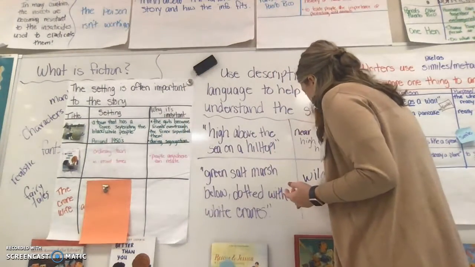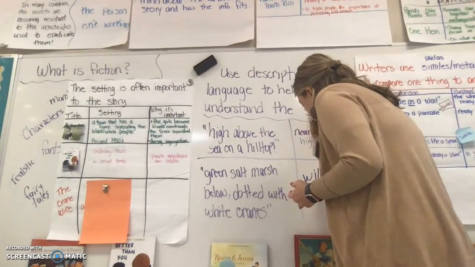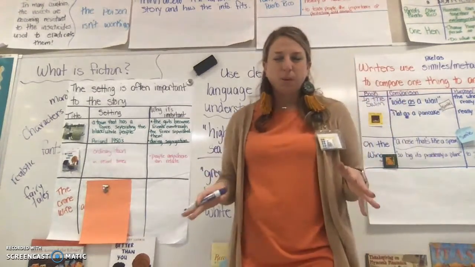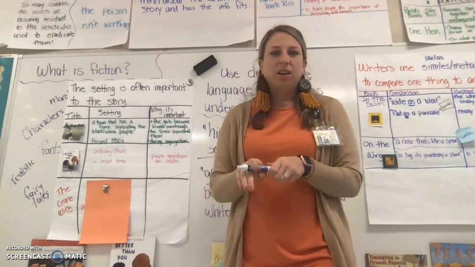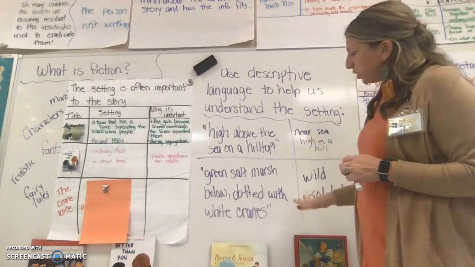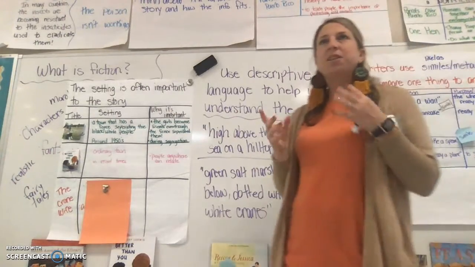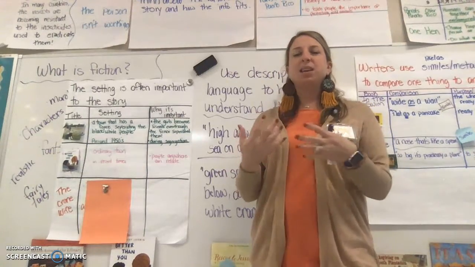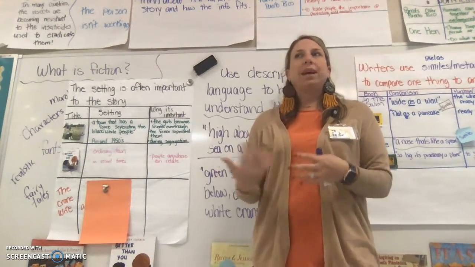I like the word isolated because isolated means not a lot of people around, not a lot of interaction going on. And so as you read your book, I want you to think about the descriptive language that the author uses and why he uses that to help you relate to the setting.